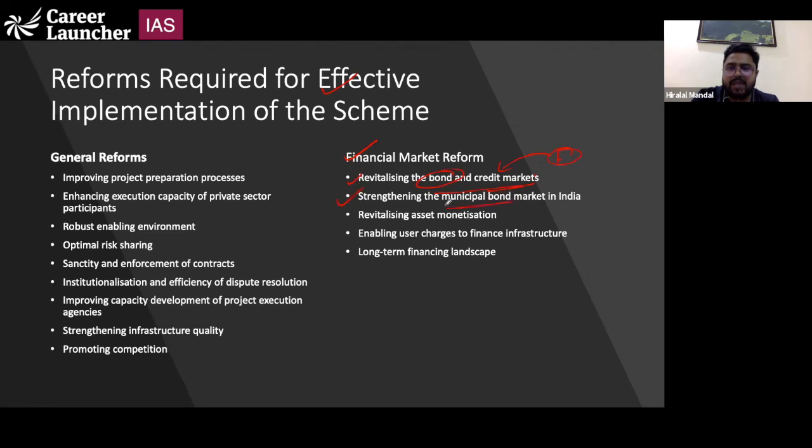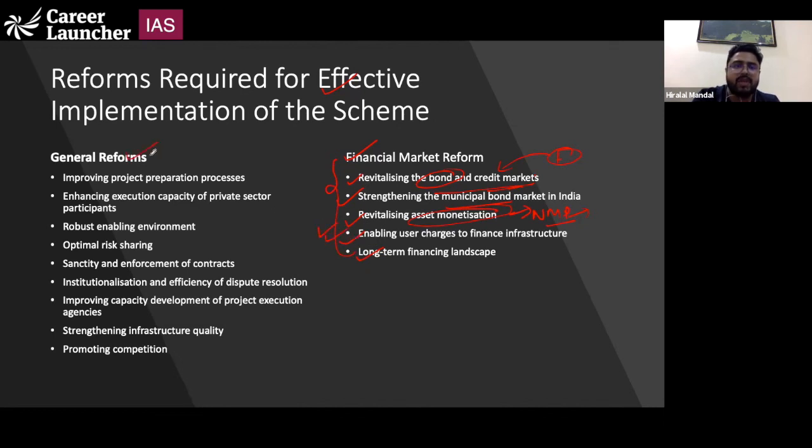Similarly, there is a need for strengthening the municipal bond market. Revitalizing asset monetization is one of the important aspects, and therefore the government of India has introduced the national monetization pipeline, and that is the first step in this aspect. Similarly, a long-term financing landscape, enabling user charges to finance infrastructure, and so on, have been suggested as part of the financial sector reforms under the program.